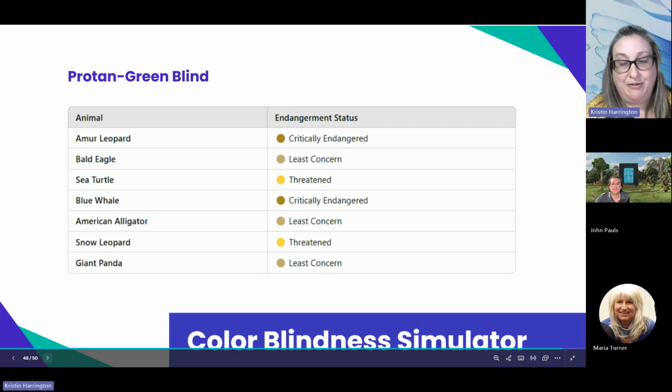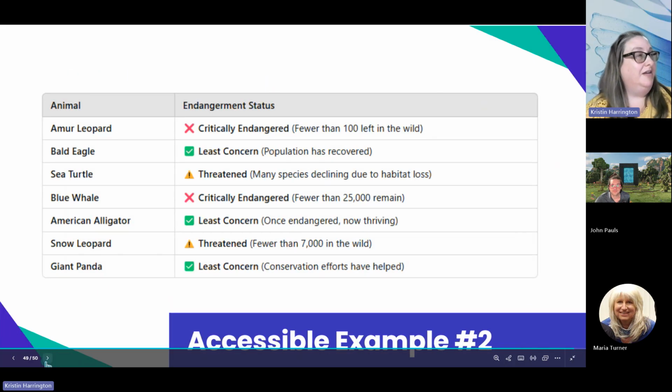So just one more example of what we could do here is using symbols again. So using an X for critically endangered, a check mark for least concern, and for threatened, we would use a little warning symbol. It doesn't really matter what symbols you use, as long as you're being explicit with your students about what those are, and then always trying to find another way to show meaning other than color alone. So we can still use color, but you need to have something else there to show it.